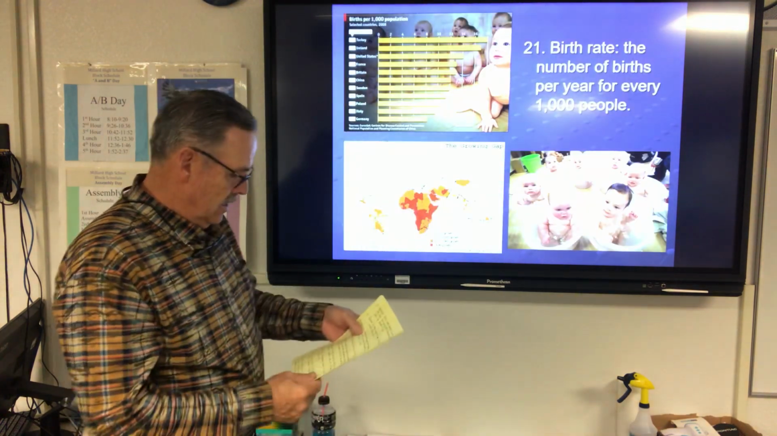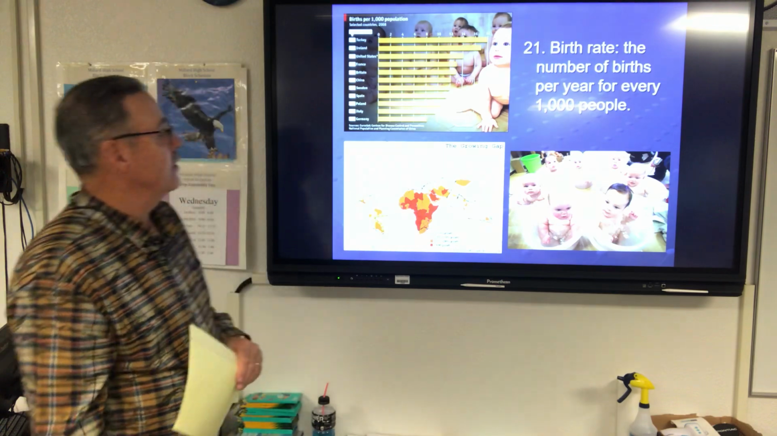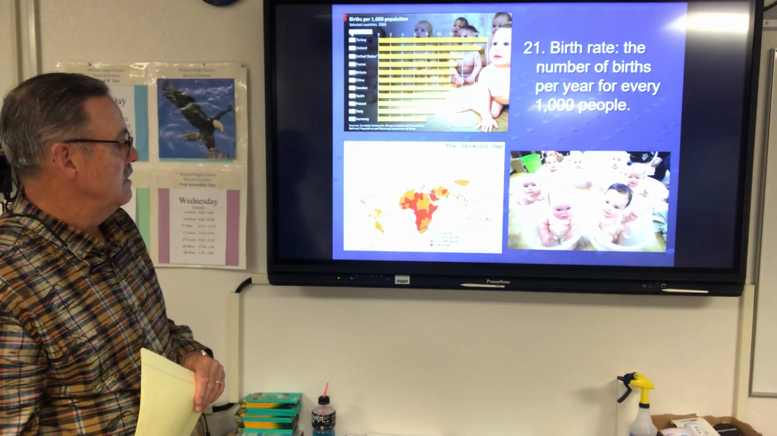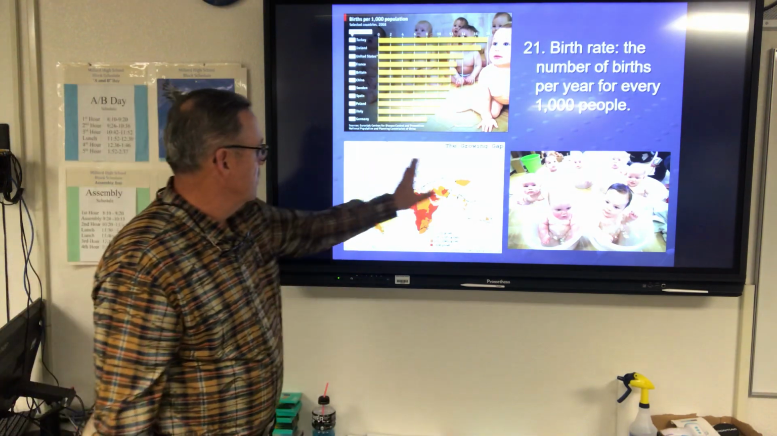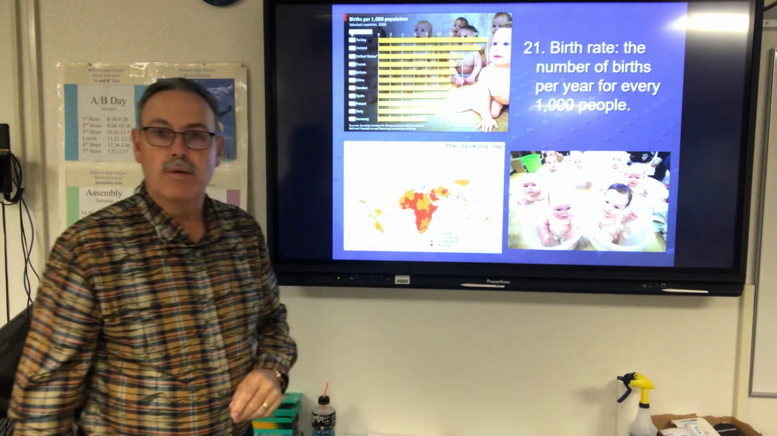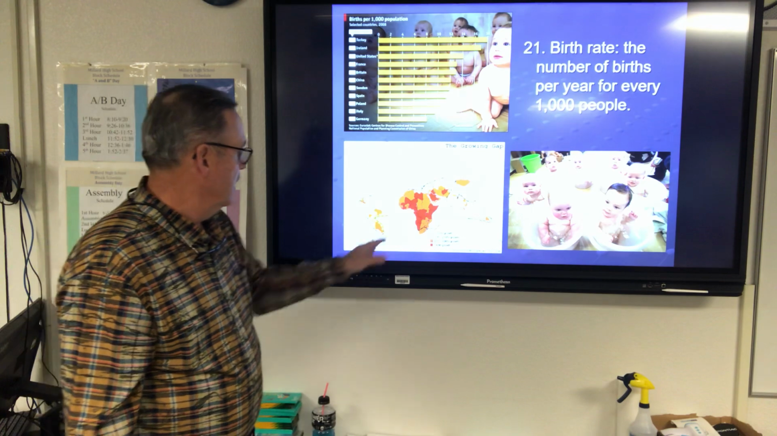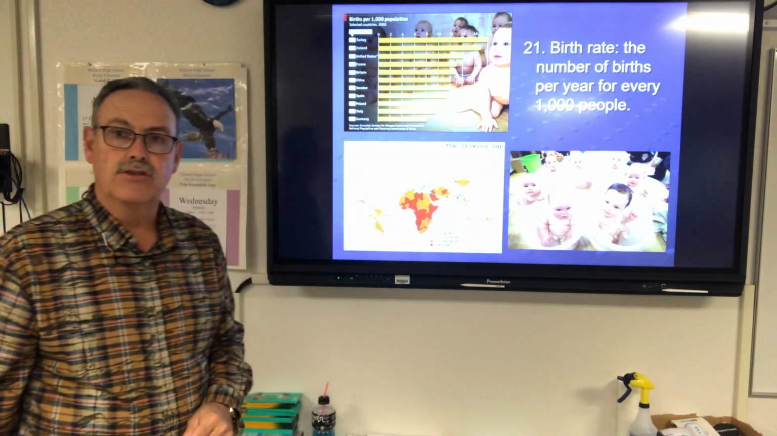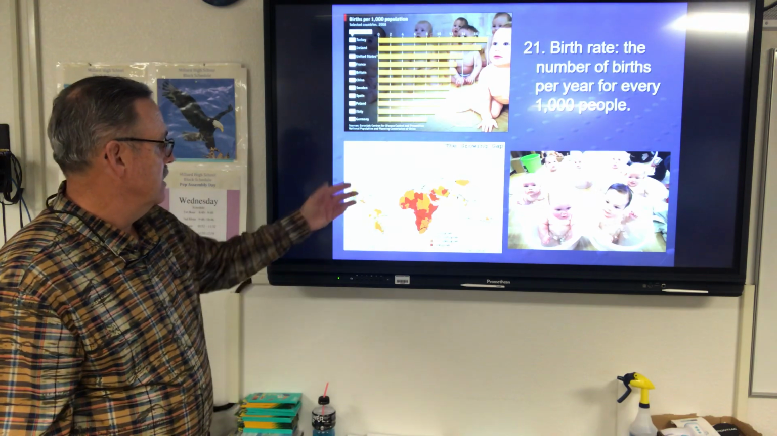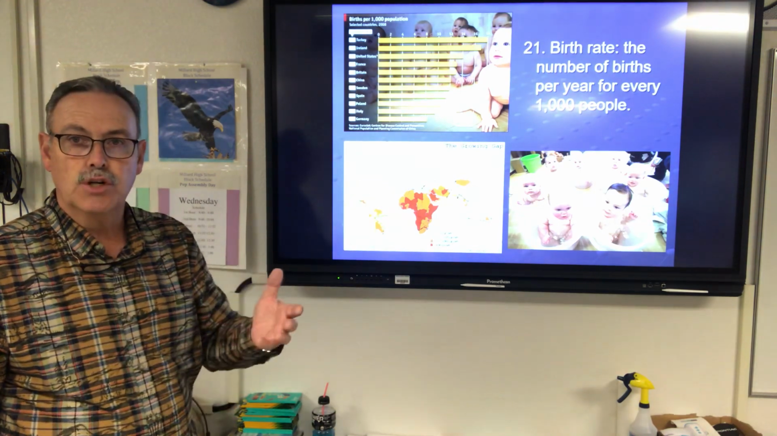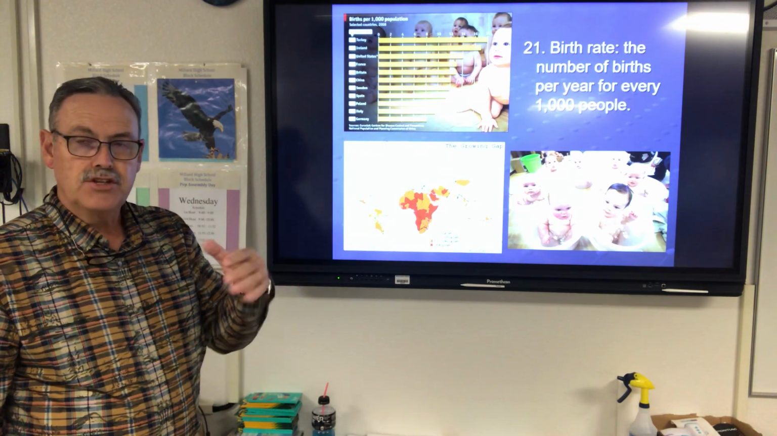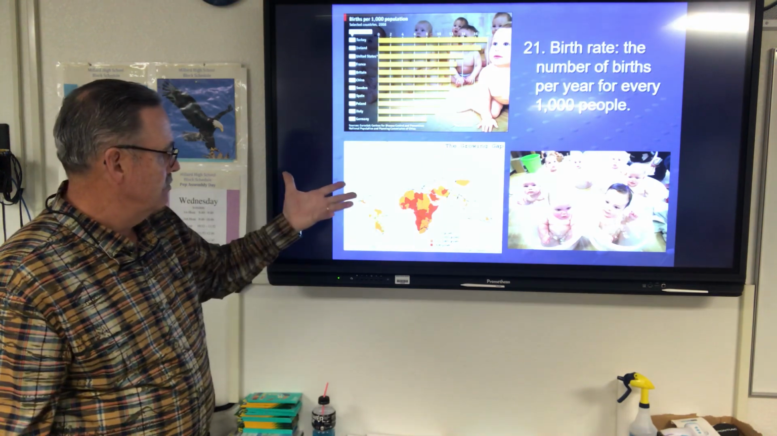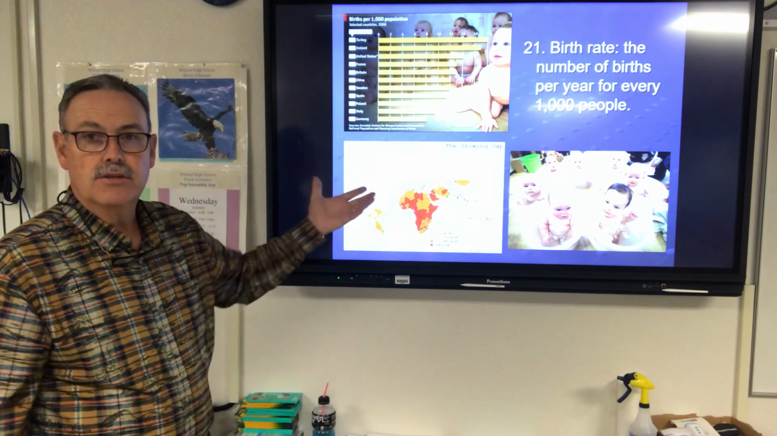Okay? The next one is birth rate. So we figure the number of births per year for every 1,000 people. The areas in white have less than 1.5% growth. The areas with the darkest red are over 4% of population growth. And then what I have the kids do is look at this map and make an observation and just describe it. Just what are you looking at?